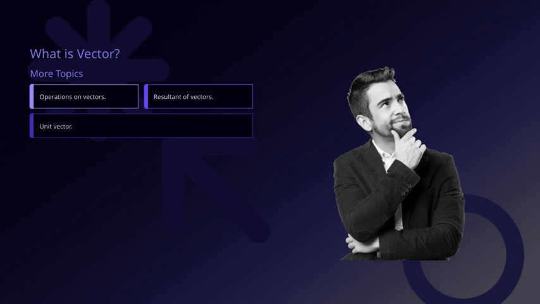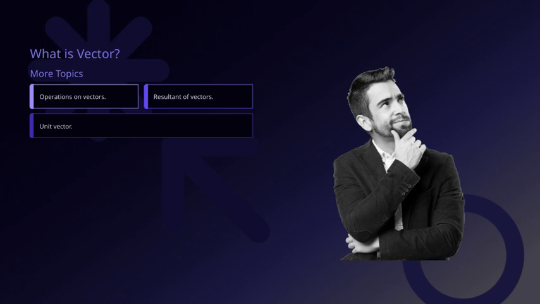Next, we have the unit vector. Think of a unit vector as a vector with a length of 1. It's very useful because it shows direction without emphasizing magnitude. We often use unit vectors to specify directions in space, making calculations and understanding vector relationships much clearer.